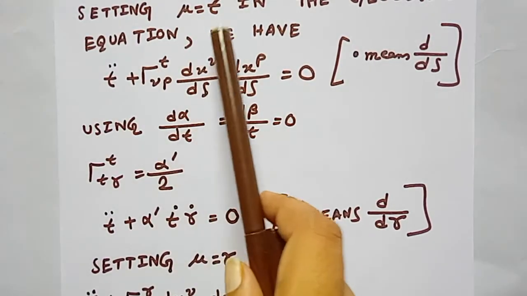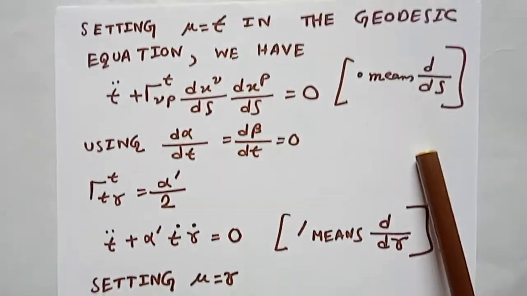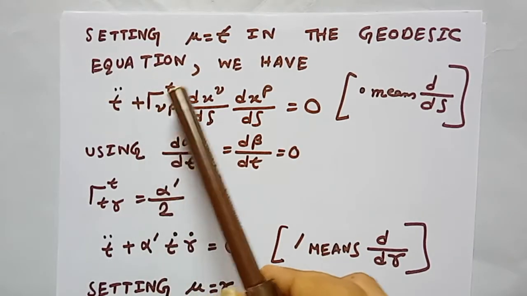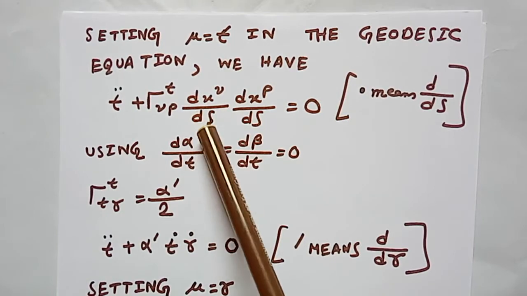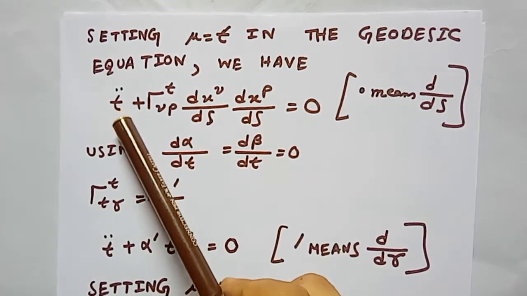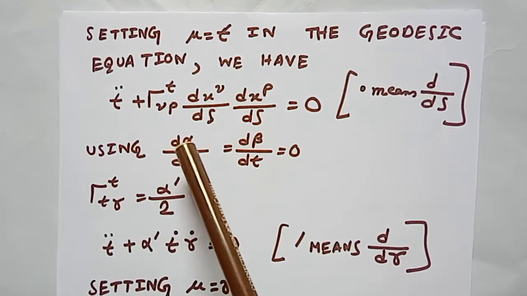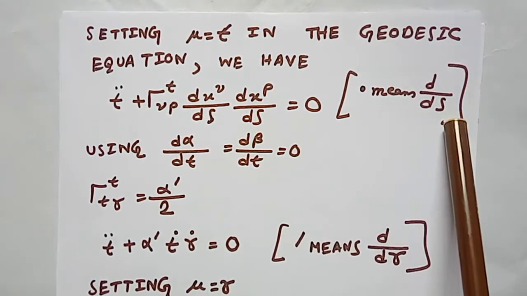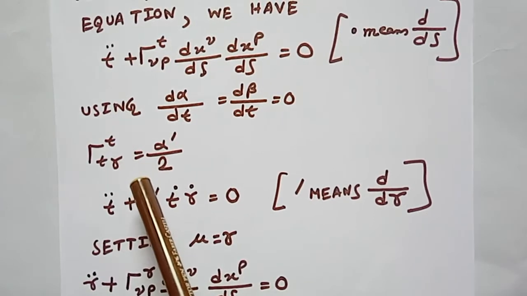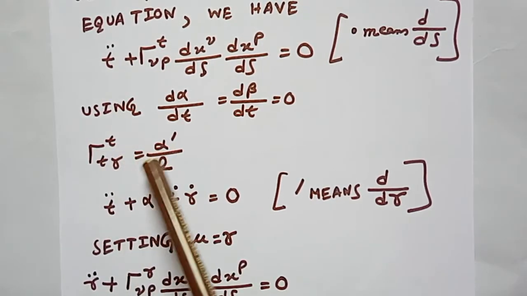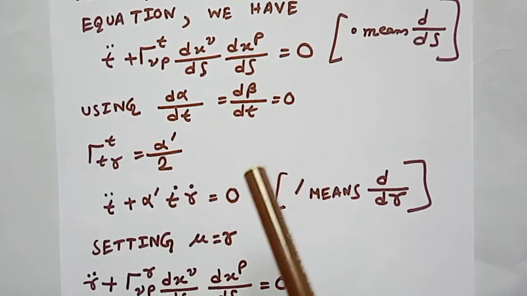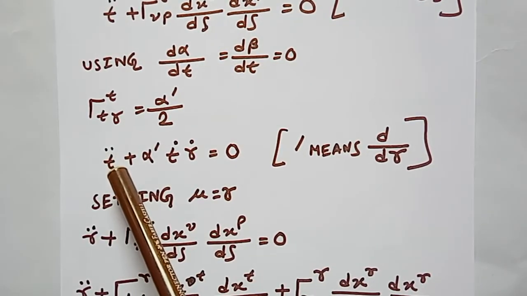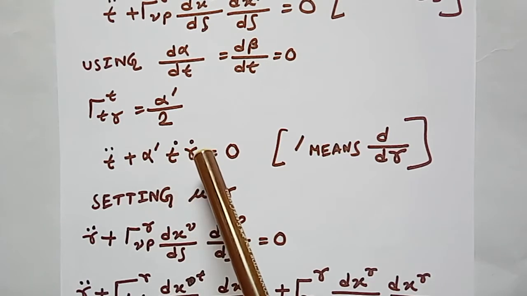Now, setting mu equal to t in the geodesic equation, we have t double dot plus gamma t nu rho dx nu/ds dx rho/ds equal to 0, where dot means d per ds. Using d alpha/dt and d beta/dt equal to 0, we know gamma t t r equals alpha prime per 2, where prime means d per dr. Now t double dot plus alpha prime t dot r dot.